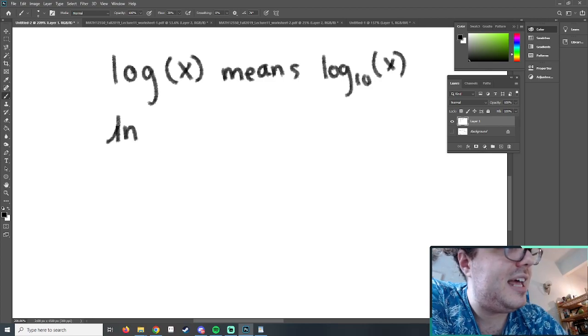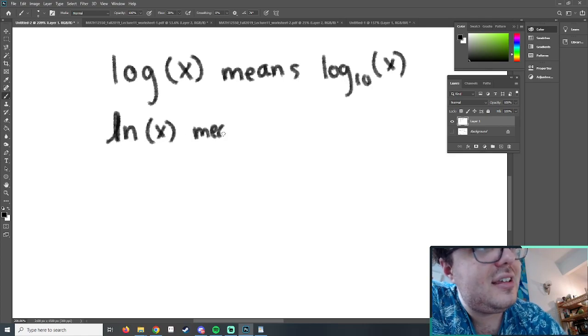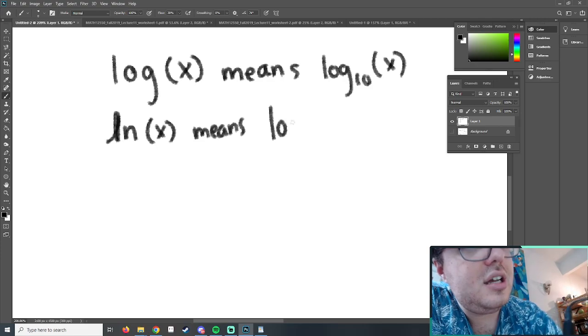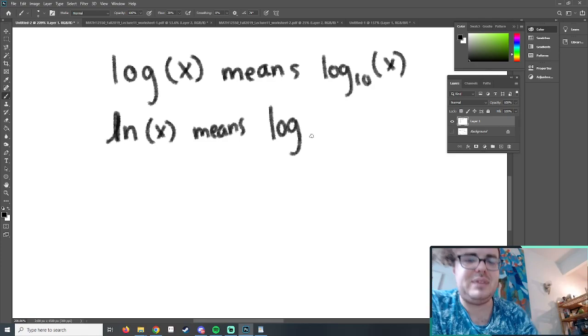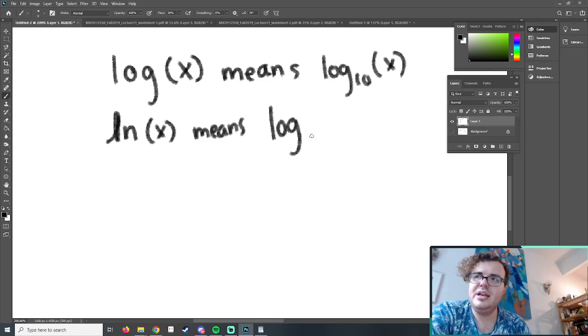ln, this is not an I, but an L, ln of x means log, and again, this is not iog, this is log, L-O-G, for logarithm. Logarithm, by the way, comes from the ancient Greek, meaning logos, which means reasoning or ratio, and rhythmos, which means number. It was not named by the ancient Greeks, it was named by Europeans who loved the ancient Greeks. It's a thing that Europeans did for a few centuries.